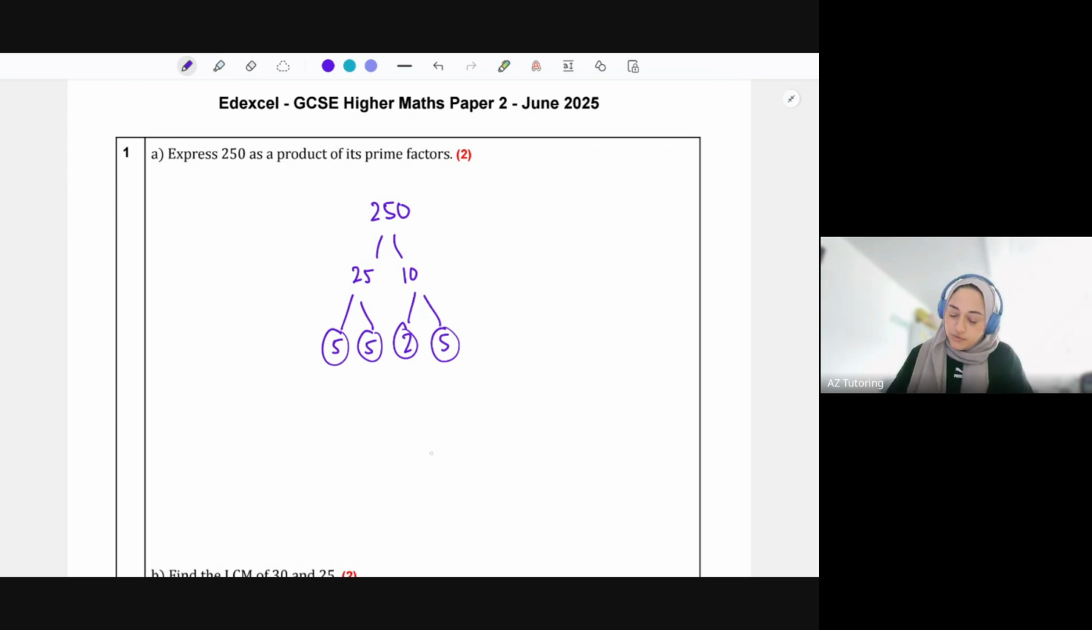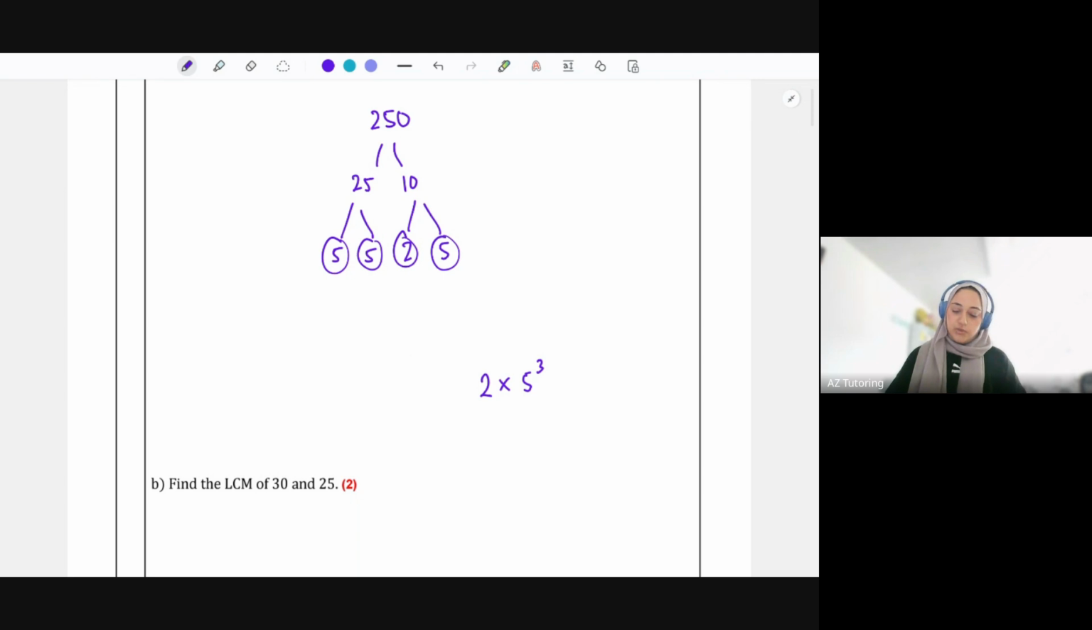So therefore, 250 as a product of its prime factors, I've got 2 times 5 times 5 times 5. I can just write that as 5 cubed. Okay, so that's the first one.